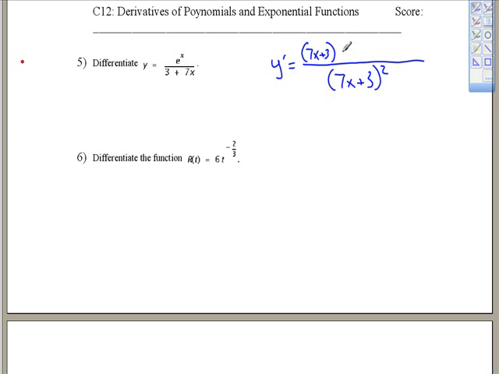What's the derivative of e to the x? E to the x, one of our favorite derivatives. Minus, this time keep the e to the x and multiply by the derivative of 3 plus 7x, which is 7. So that's a good start.